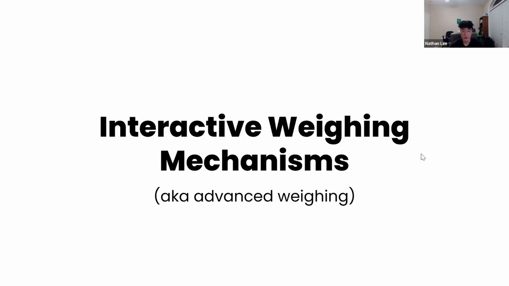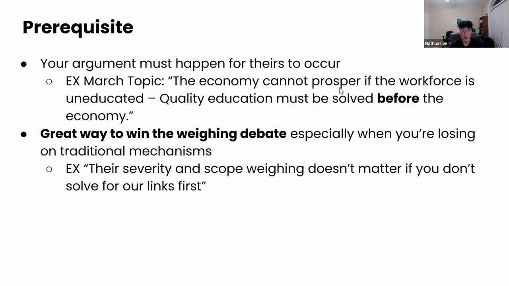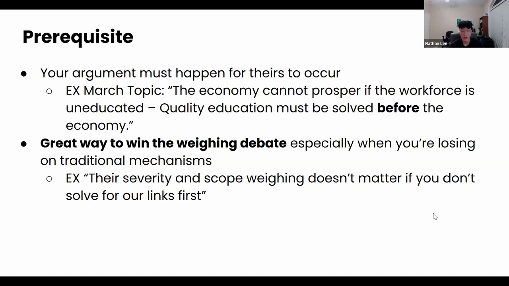So next, we go on to the more interactive weighing mechanisms that were highly requested. You can also think of them as just advanced weighing. All right. So first is a prerequisite, which means that your argument must happen for theirs to occur. So for example, on the March topic, if you're debating right now, an argument is that the economy can't prosper if the workforce is uneducated. That's a common neg argument, right? So quality education must be solved before the economy, which means that your argument is a fundamental prerequisite.